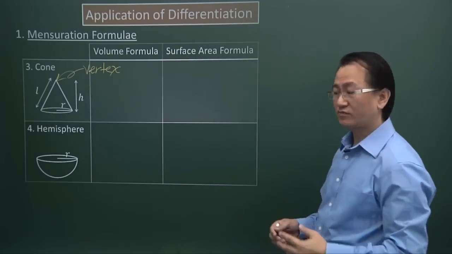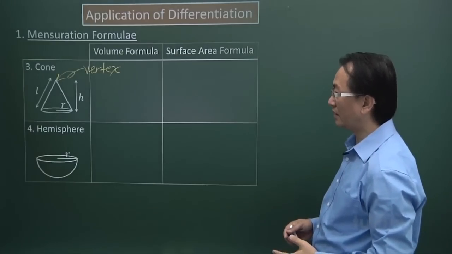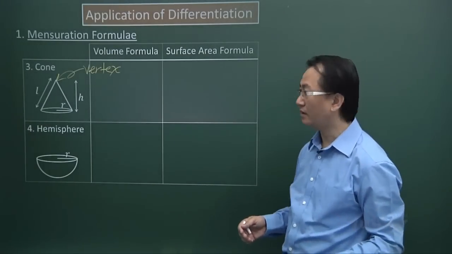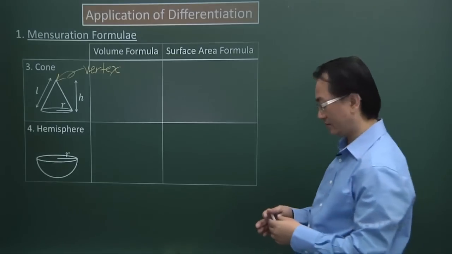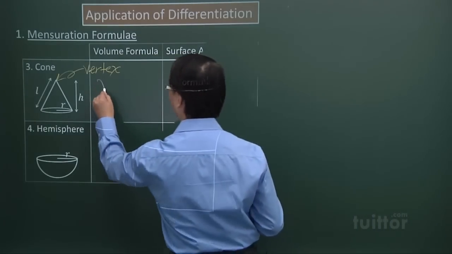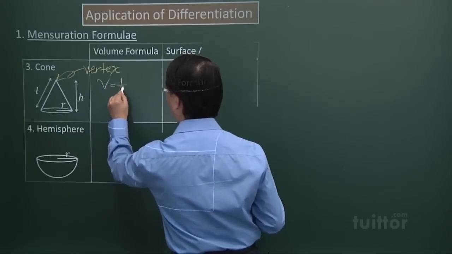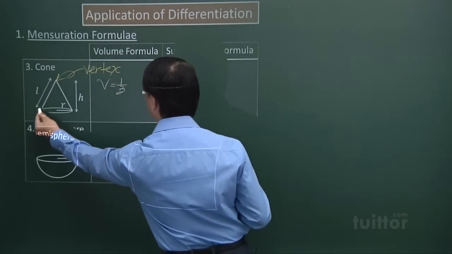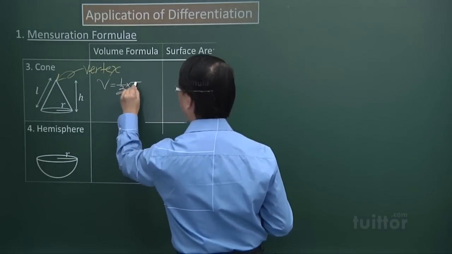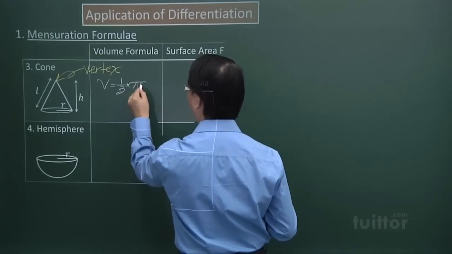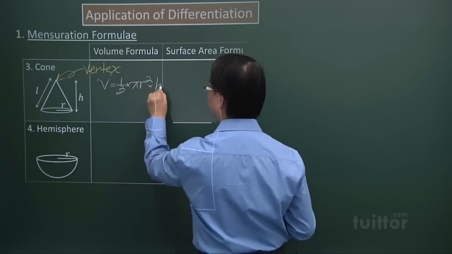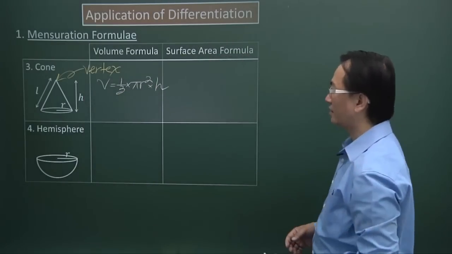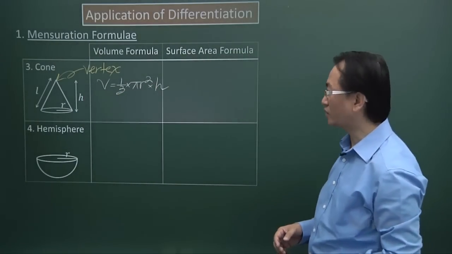So if you have this arrangement, just like in the case of pyramid, then the formula for the volume will be a third. So 1/3 the base area, which is a circular area, so I have pi r squared, then times the height. So 1/3 pi r squared h.